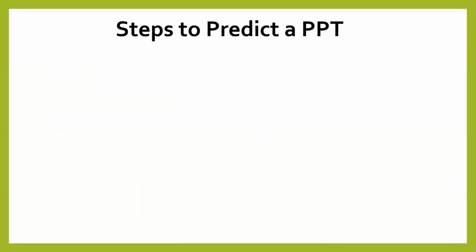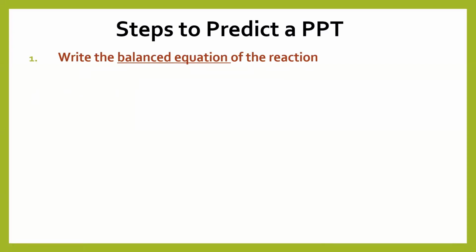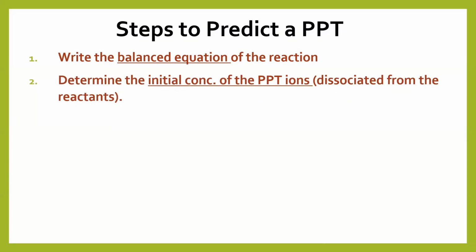The steps to predict a precipitate. This is the strategy that I mentioned a while ago that will help you to be confident solving any problem to predict the precipitate formation. When you have a problem to predict whether a precipitate will form or not, the first and most important step is to write the balanced chemical equation of the reaction. Number 2, determine the initial concentration of the precipitate ions, Ci, which are dissociated from the reactant.